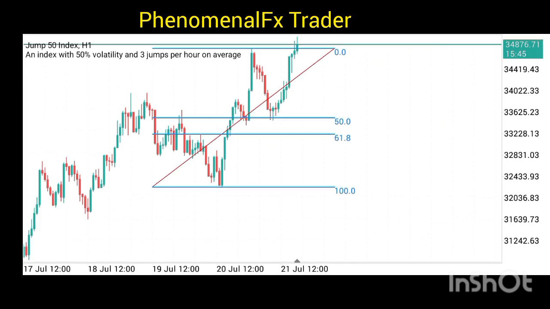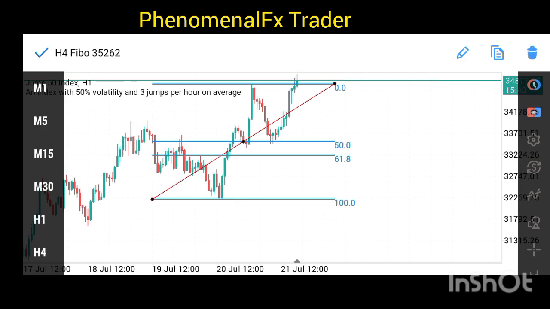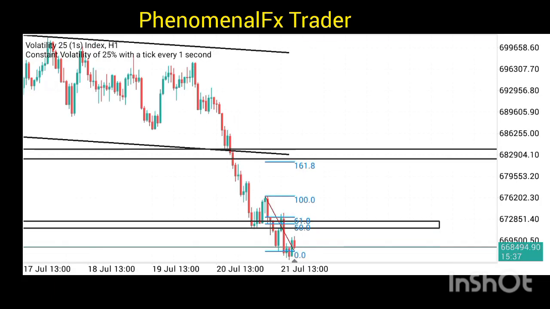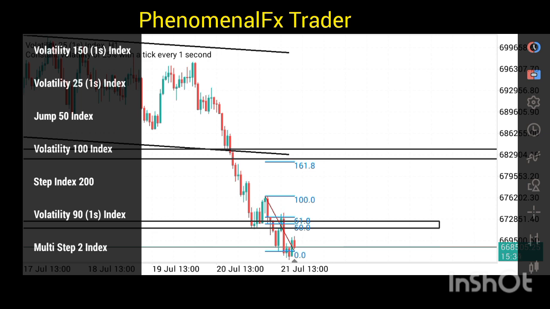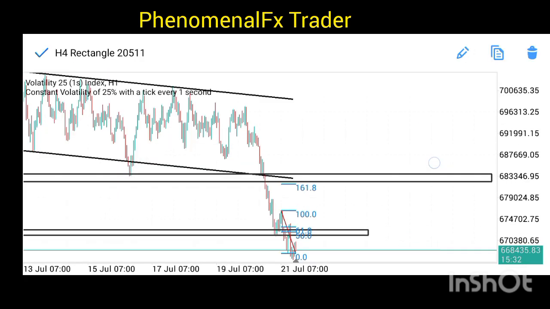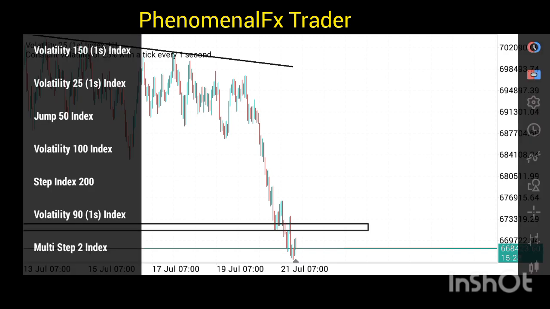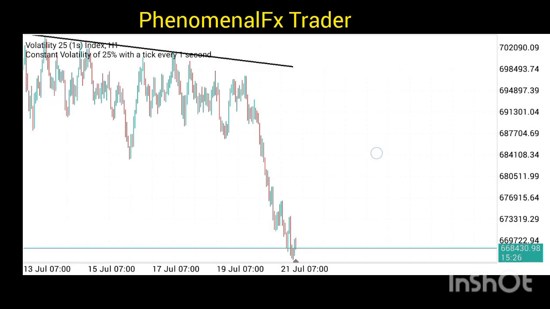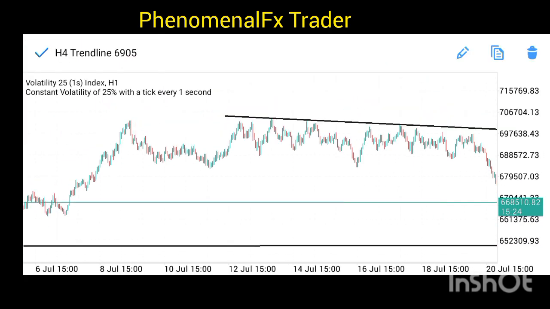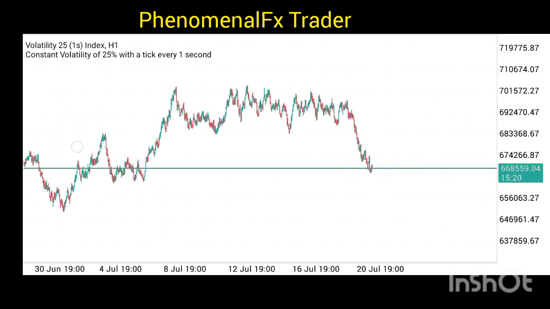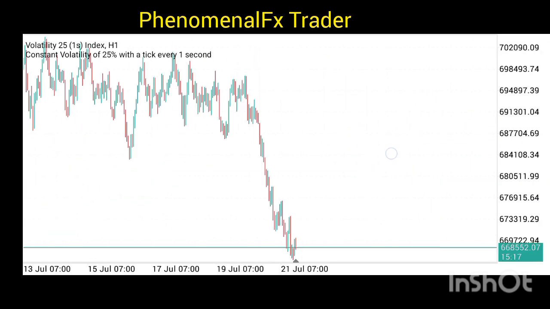There are other pairs we are still looking at. For example, let's look at this pair here, Volatility 25 (1s). I would want to remove these drawings because I want to make it clear to everyone so that you understand what is possible, because there's going to be some very high probability setups, or profitable trades, coming up on this pair very soon.